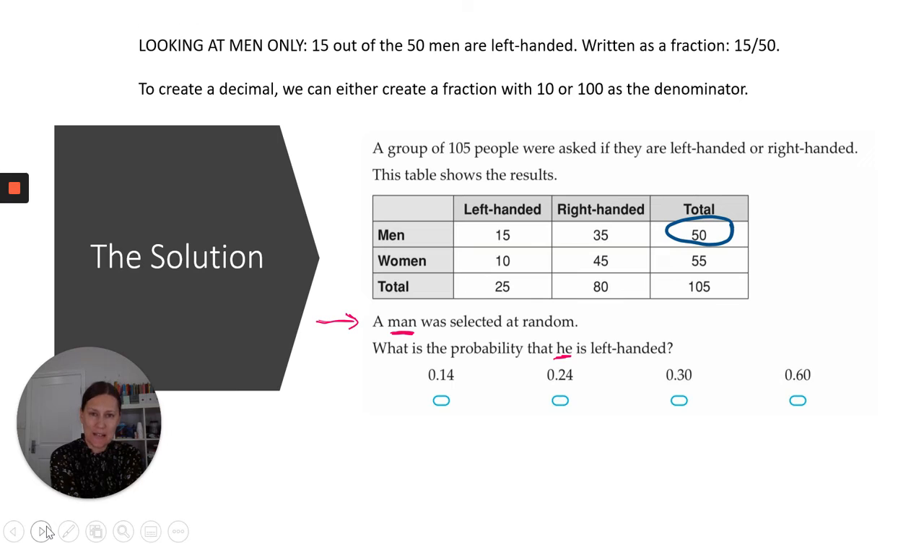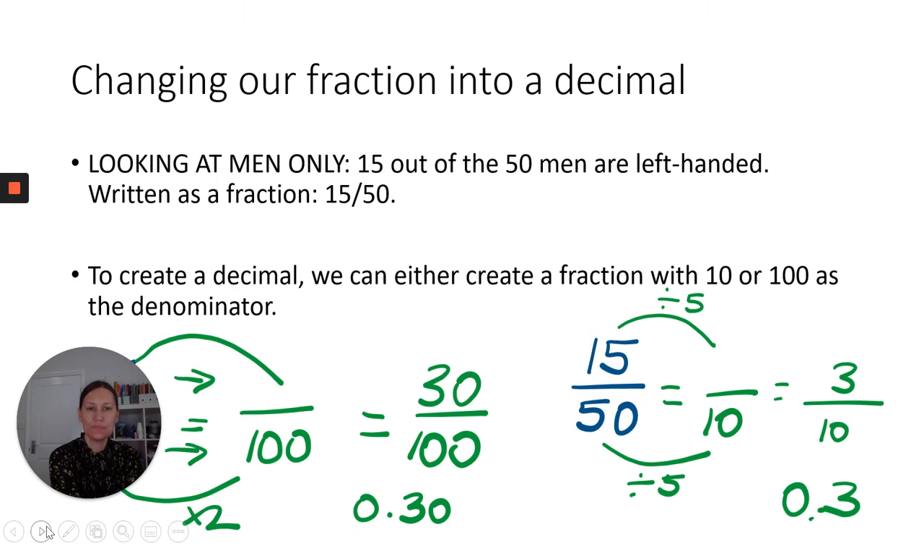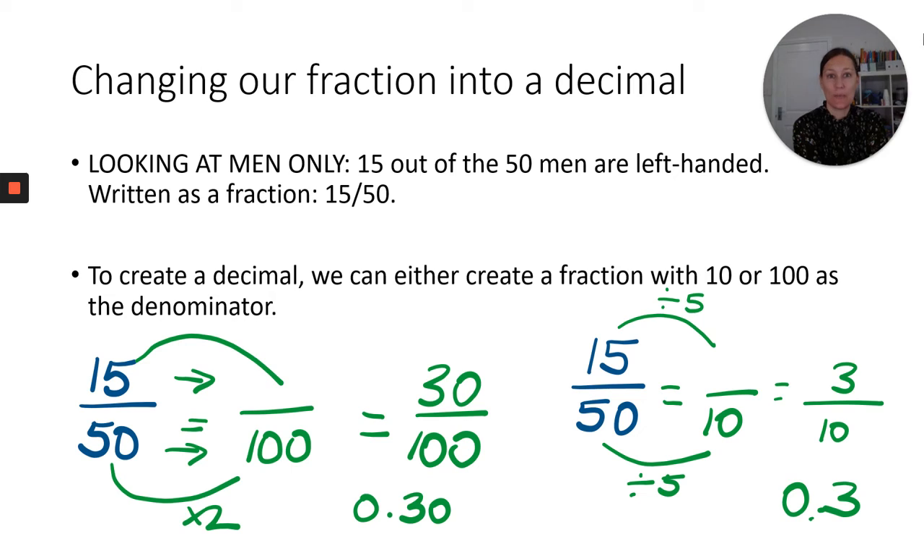Now to create a decimal of that, to work out the probability, because the answers are all given as decimal probabilities, we can either create a fraction with 10 or 100 as the denominator. That'll give us either an answer with tenths or hundredths in the decimal. So let's have a look here, changing our fraction to a decimal. I'll move myself up to the corner so you can see all my working.